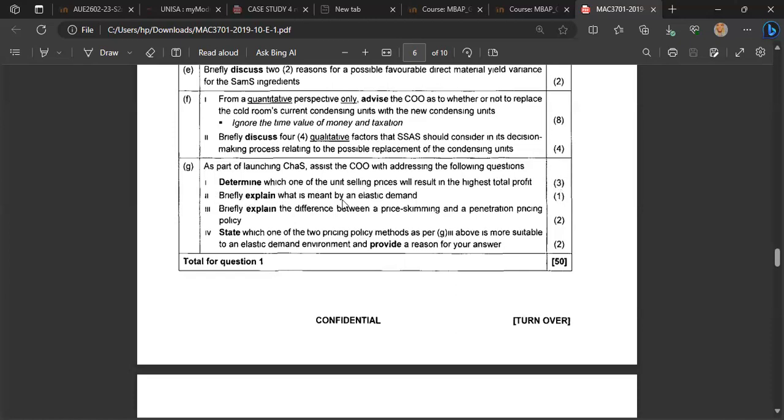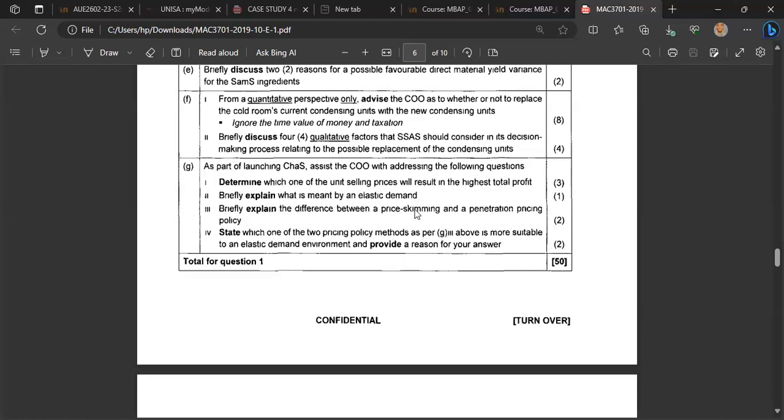And then briefly explain what is meant by an elastic demand. Maybe the guys doing economics can also assist on that one, but that should be very easy. Again, briefly explain the difference between price skimming and penetration prices. I only did this in high school, but you should also have this in your earlier management modules. This one, it's just 2 marks again.